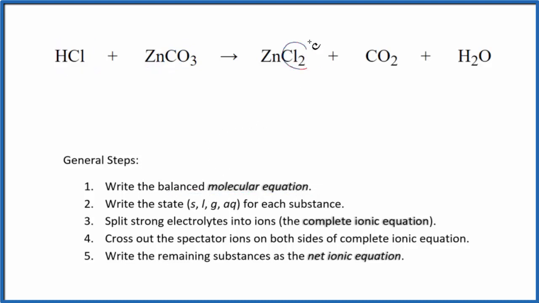I can see that there's two chlorines here and just one here. So I'll put a 2 over here. Now I have 2 hydrogens here, 2 hydrogens here. Looks like everything else is balanced. So this is our balanced molecular equation.